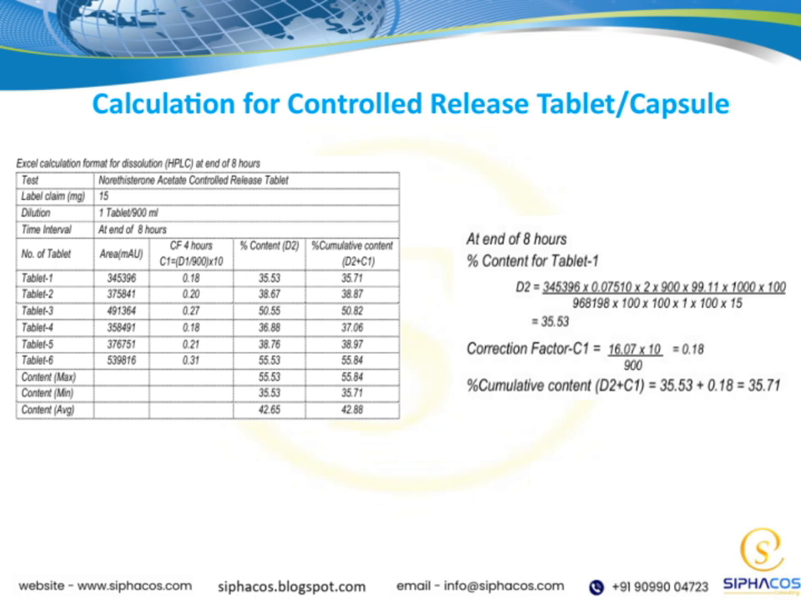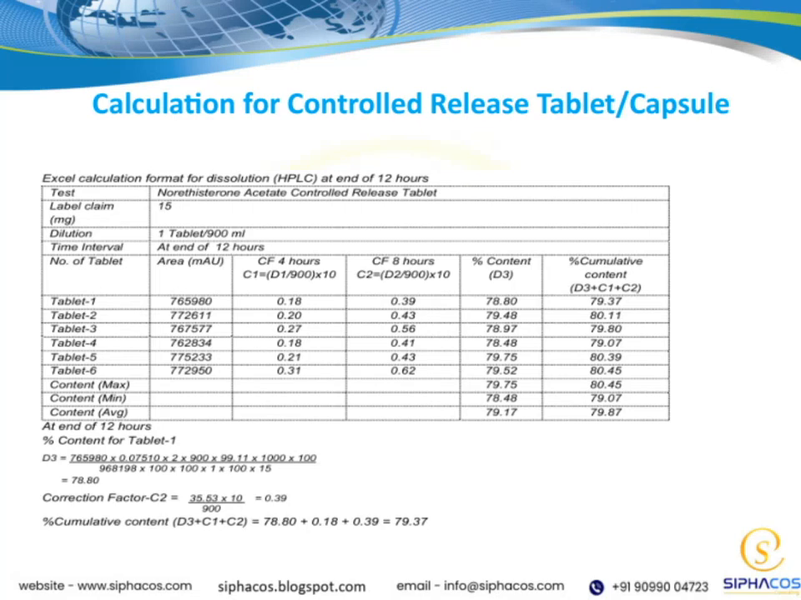Connecting this to the overall theme, mastering these calculations is essential for developing effective controlled release systems that optimize drug delivery and minimize side effects. It's a blend of science and precision that ultimately leads to better healthcare solutions. Let's dive into the calculation process for controlled release tablets and capsules. This is a crucial step because it determines how the drug is released over time, ensuring the desired therapeutic effect.